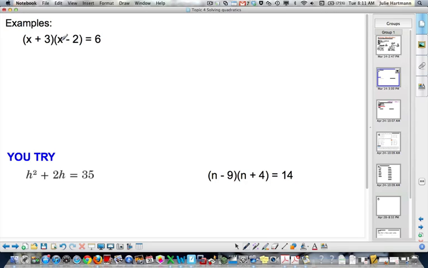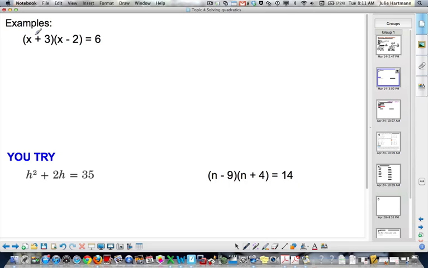If this one was 6, let's see, x minus 2, 8. 8 plus 3 is 11. 8 minus 2 is 6. 11 times 6 does not equal 6. Okay, so it doesn't work. It's not like if one of them is 6, it's going to multiply to give you 6. It works with 0, because anything times 0 will give you 0, but not with 6.